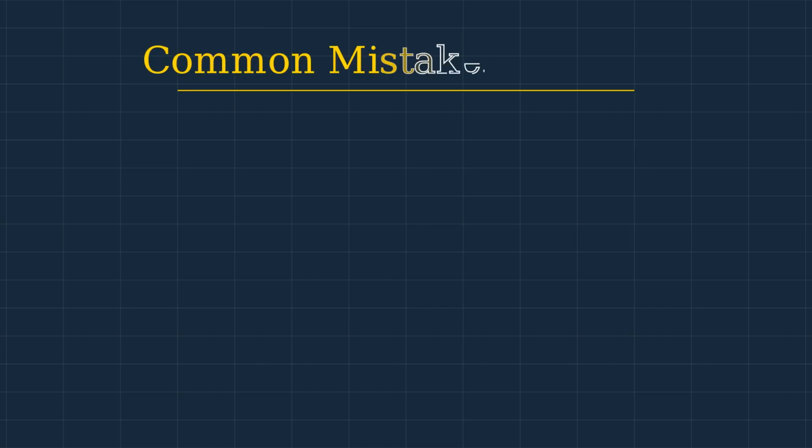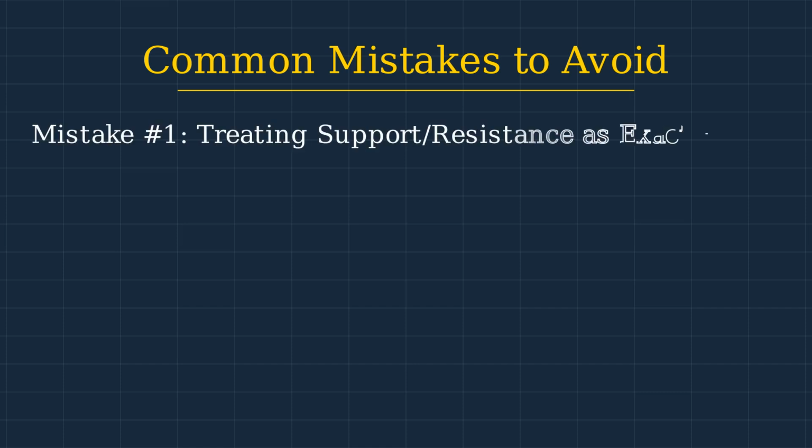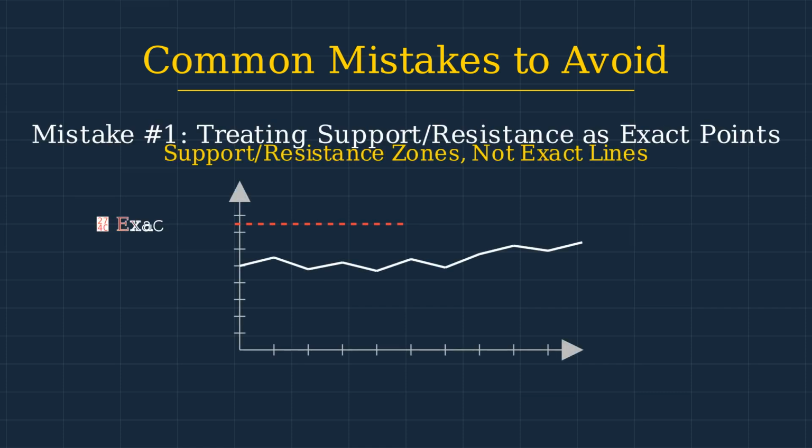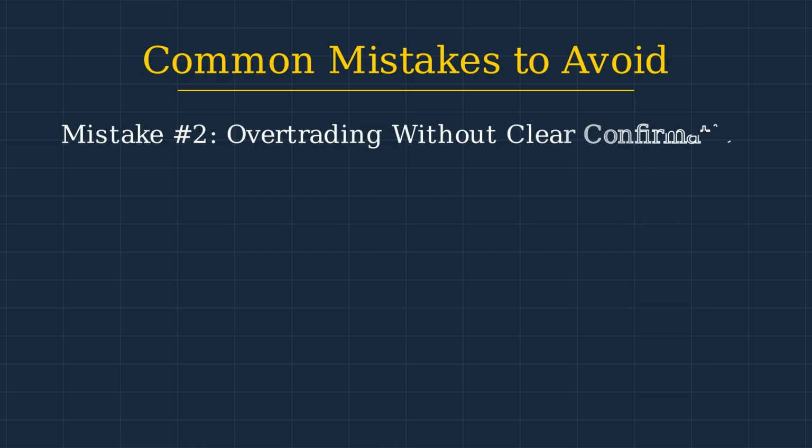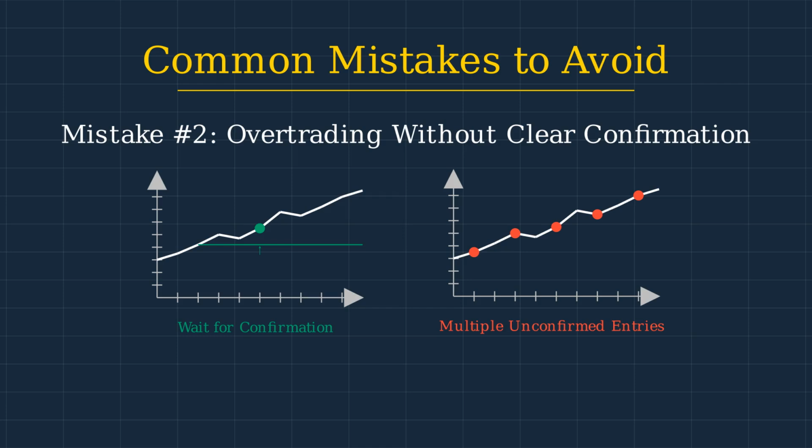In gold trading, avoiding common mistakes is just as important as using effective strategies. The first critical mistake is treating support and resistance as exact price points. In reality, these are zones where price action often responds. The second common mistake is overtrading. Many traders enter positions too frequently without waiting for clear confirmations at support or resistance levels.